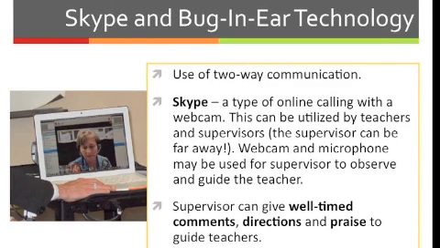Bug-in-ear technology can also be used with Skype. Skype is a form of two-way communication. It's an online calling that uses a webcam and a microphone. This can be utilized by teachers and supervisors.